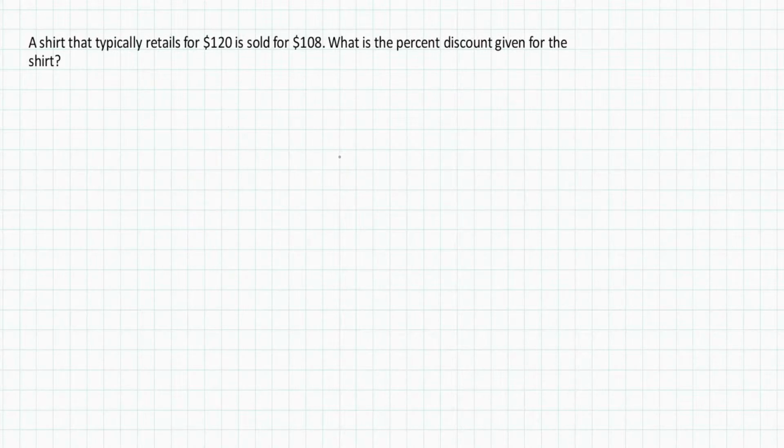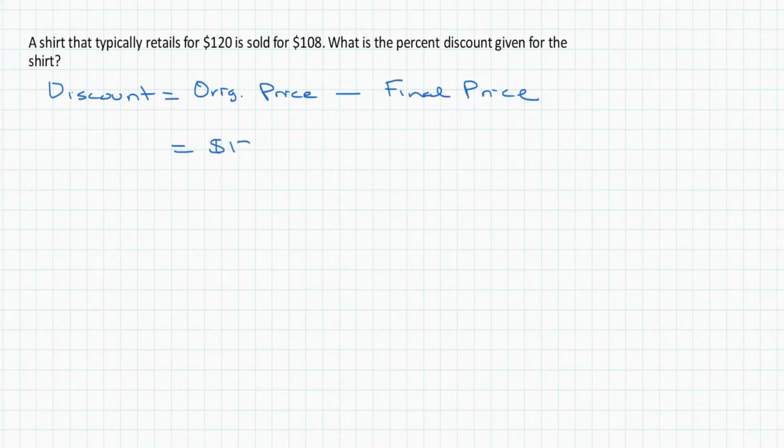Now, a shirt that typically retails for $120 is sold for $108. What is the percent discount given for the shirt? So let's go ahead and calculate the discount first. Our discount is going to be original price, I'm just going to use short forms here, minus final price. So this is going to give me $120 minus $108, and if you do this, it should give you $12.